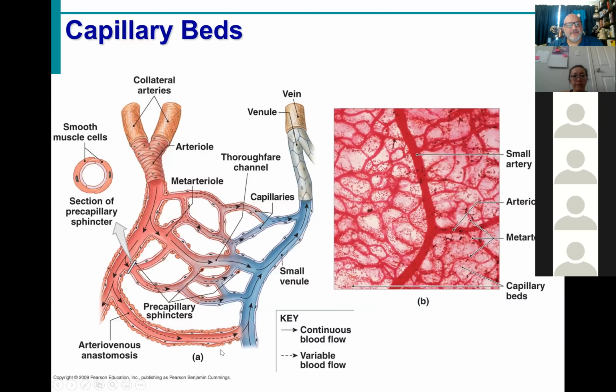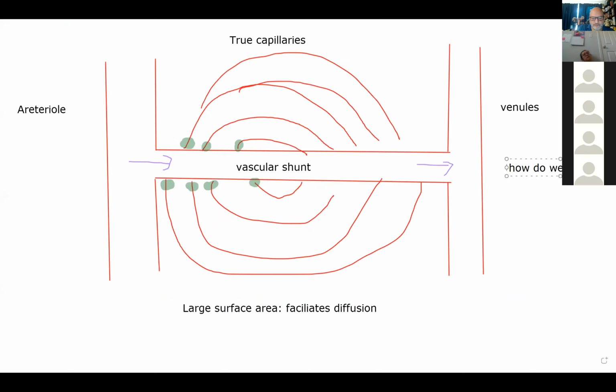Here we see. Sorry, Professor, is that all based off of the parasympathetic? Like that'll be a part of all that. That is an excellent question. How do we control the smooth muscle of the precapillary sphincters? We don't. It's automatic. You don't voluntarily control it.